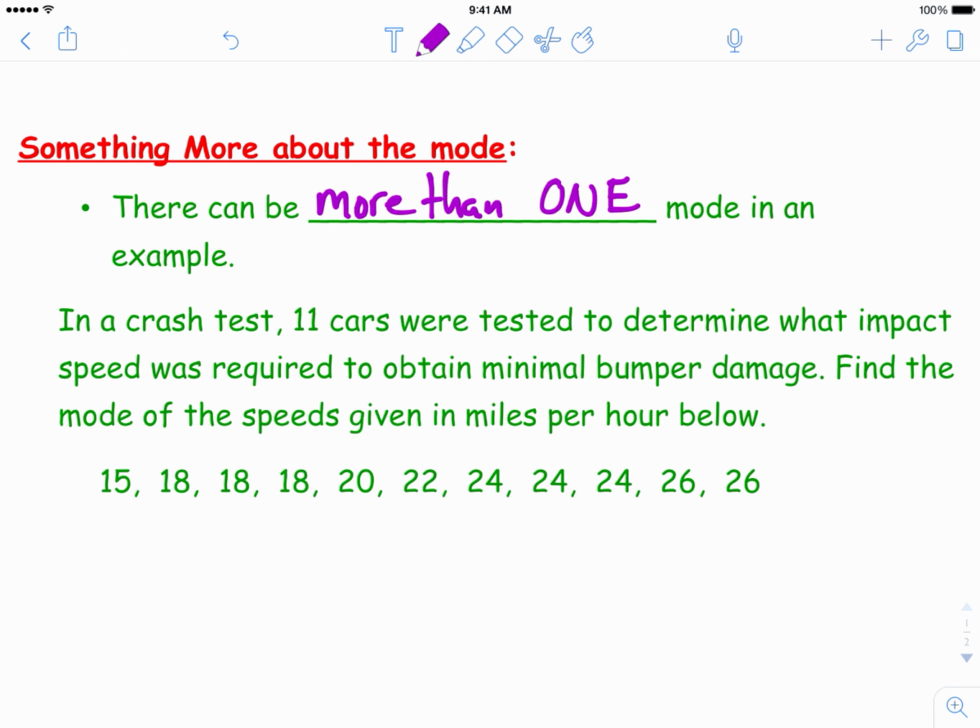So take a look at the example below. In a car crash, 11 cars were tested to determine what impact speed was required to obtain minimum bumper damage. Find the mode of the speeds given in miles per hour below. Notice how both the 18 and the 24 appear 3 times, so they are both the mode of this example. Once again, the mode in this example is 18 and 24.